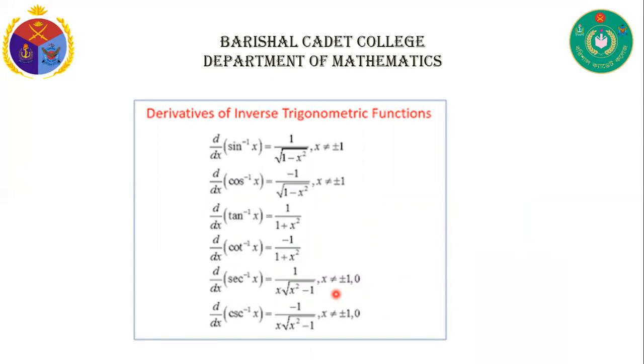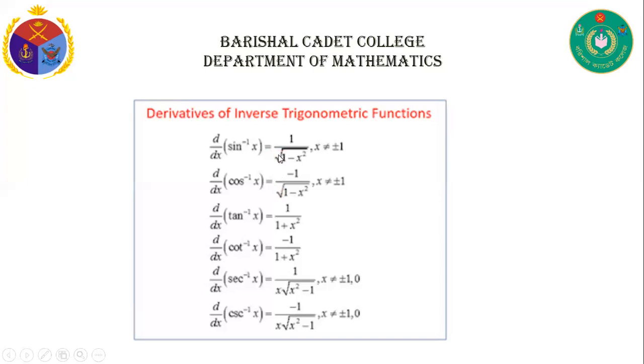Boys, you know that integration is antiderivative. So first I give you the antiderivative form. Here we know the derivative of sine inverse x is 1 by square root of 1 minus x square. So we can say that the integration of 1 by square root of 1 minus x square is sine inverse x, and minus 1 by square root of 1 minus x square is cos inverse x. Actually these two make only one formula for integration.